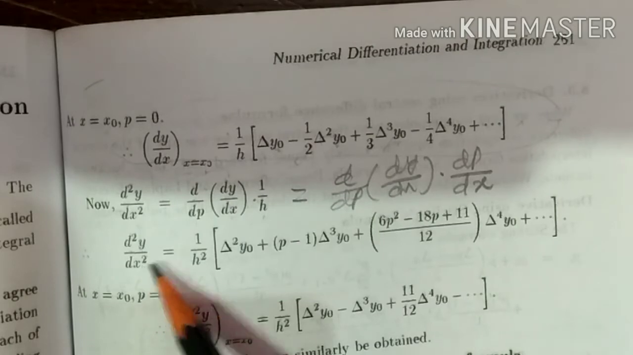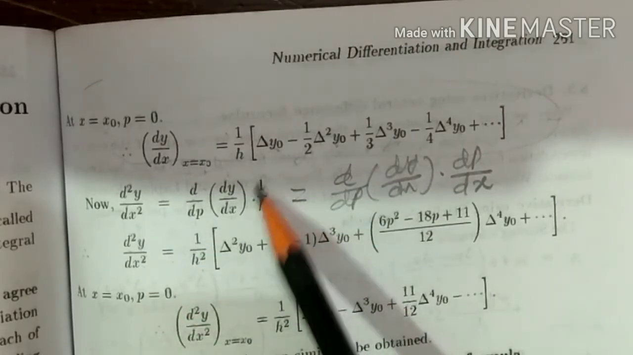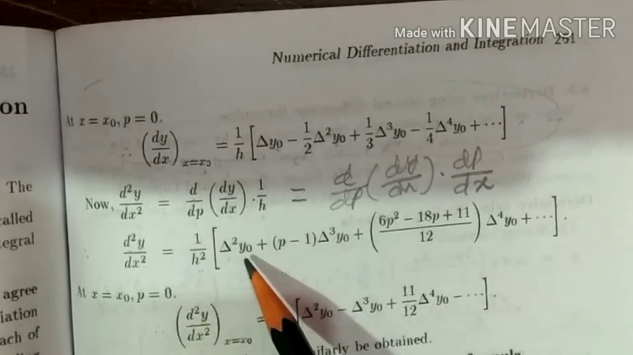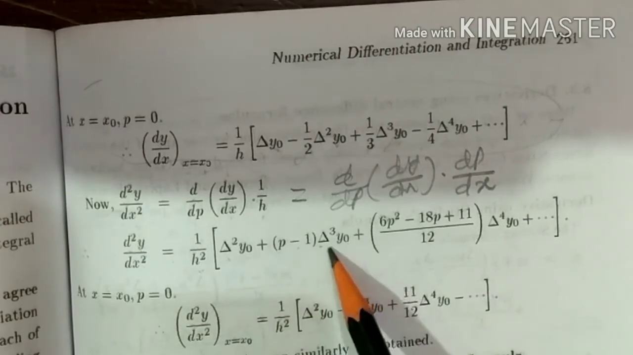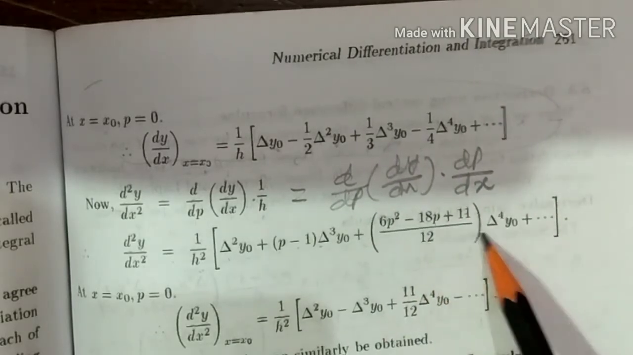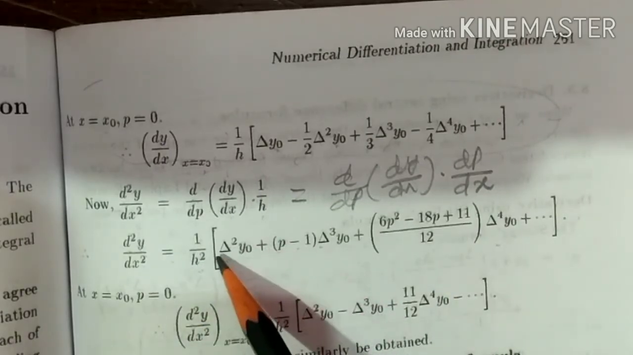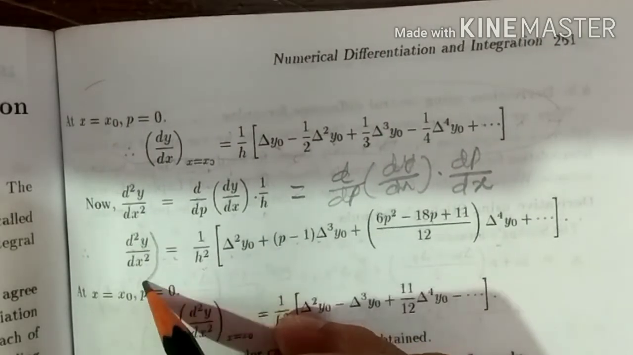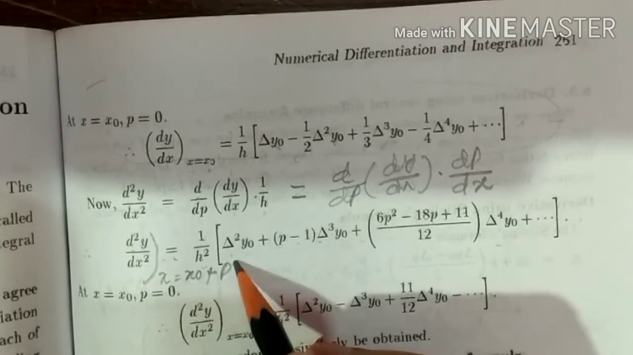d²y/dx² = 1/h² times the second-derivative expansion, where 1/h is what we already found initially, and this one is again 1/h². So Δ²y₀ is the first term, then (p − 1)Δ³y₀ plus (6p² − 18p + 11)/12 Δ⁴y₀. Like this you have to find it. And this is the derivative at x = x₀ + ph.